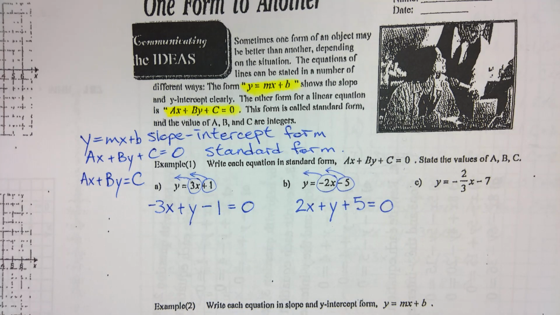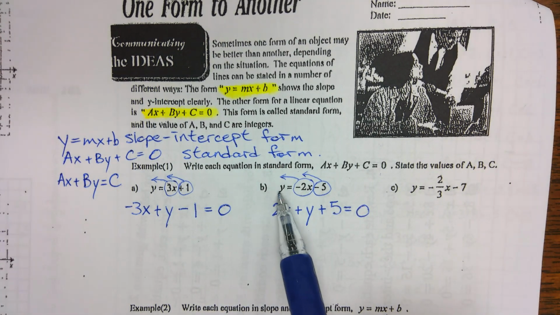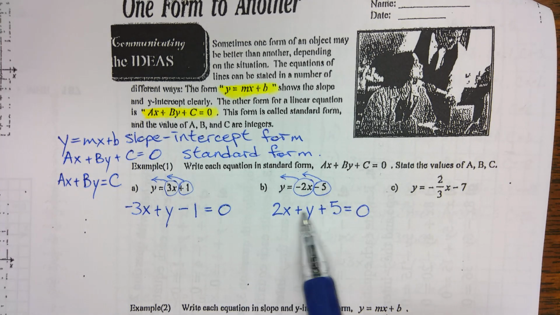Do all of them at the same time. No, don't skip steps. Okay, the y is already on the left side. That's why we didn't change the sign. We kept it as plus y.